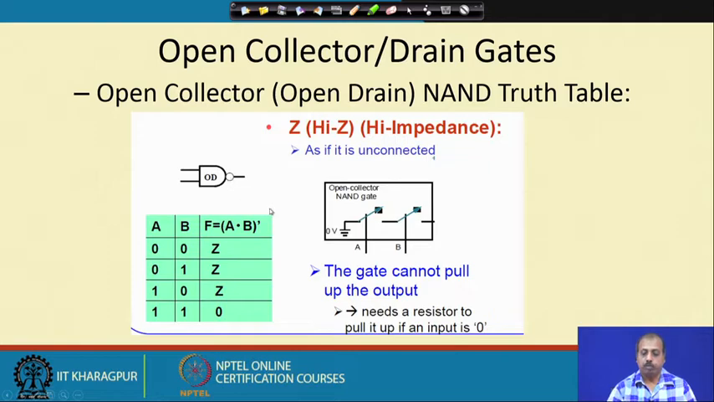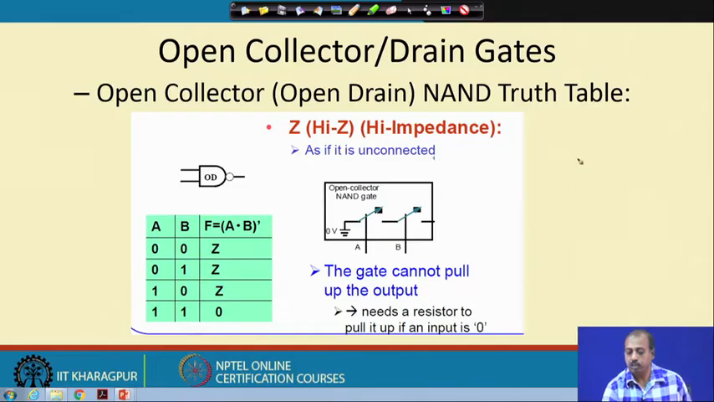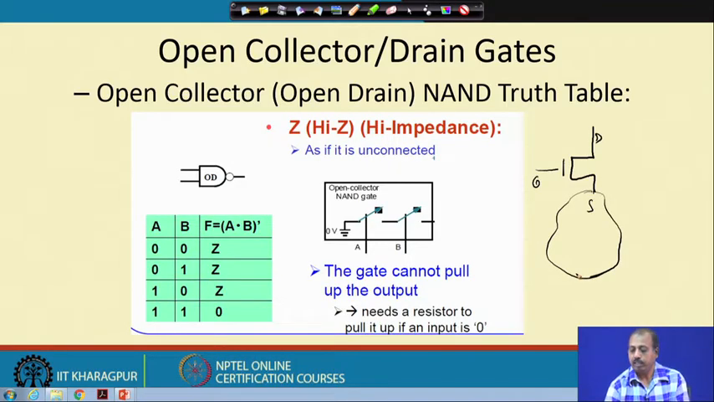The problem with this open collector or open drain is that you see, if this is your open drain gate, this is my drain, this is gate, this is source, and whatever be the connection. In this lower part of the logic, suppose this gate is equal to 1 and that we are taking the output from this point.